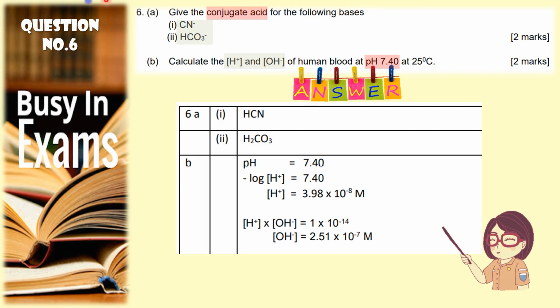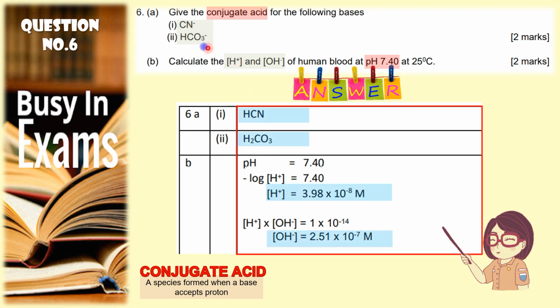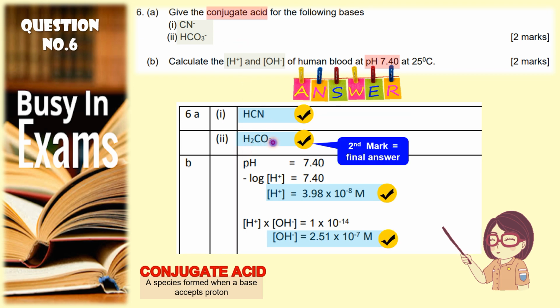Okay, we move to question number 6. Right, the final question. So give the conjugate acid. So we recap what a conjugate acid is: the species formed when a base accepts a proton. So CN minus ion accepts a proton, it will form HCN. Right, and then HCO3 minus ion accepts a proton, it will form H2CO3. For both answers, 1 mark, 1 mark.